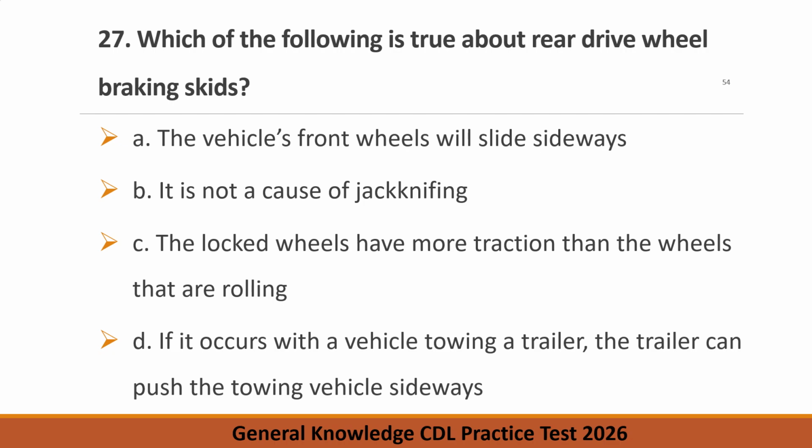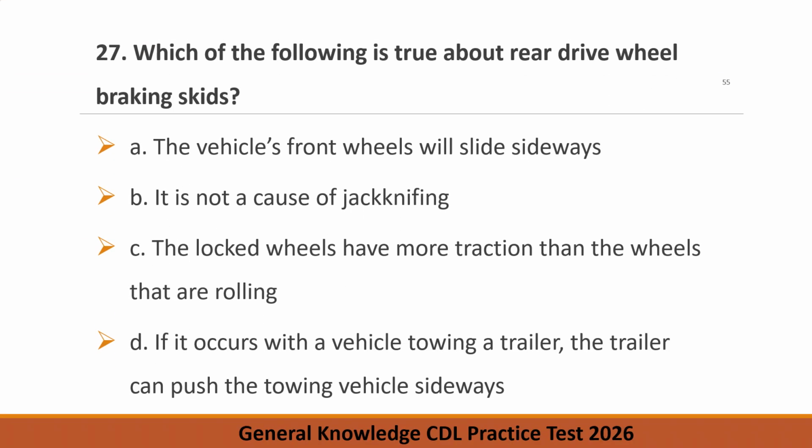27. Which of the following is true about rear drive wheel braking skids? A. The vehicle's front wheels will slide sideways. B. It is not a cause of jackknifing. C. The locked wheels have more traction than the wheels that are rolling. D. If it occurs with a vehicle towing a trailer, the trailer can push the towing vehicle sideways. Answer, D.